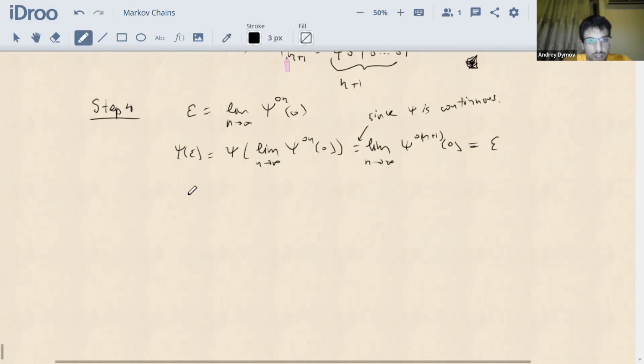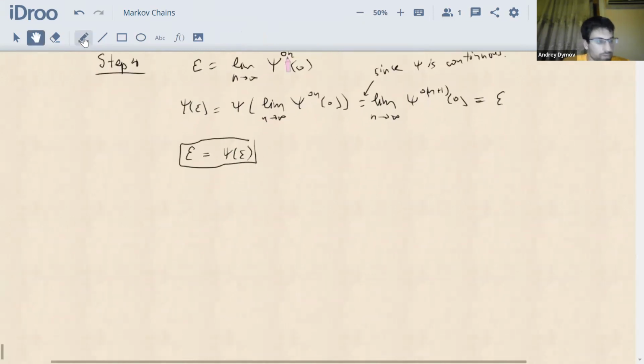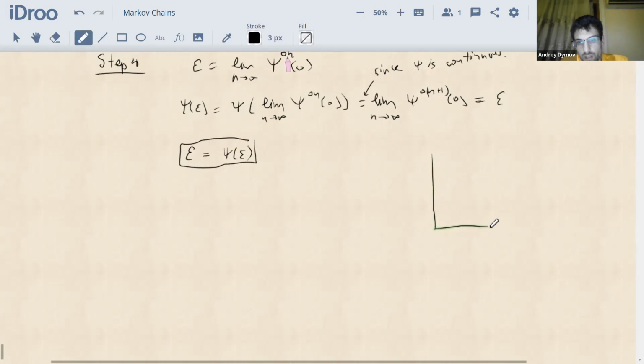It means that our probability of extinction, the probability that at some moment of time everybody is dead, is exactly the fixed point of the function psi, right? So now it remains to understand how fixed points of the function psi may behave. Let us try to draw a picture of the function psi.